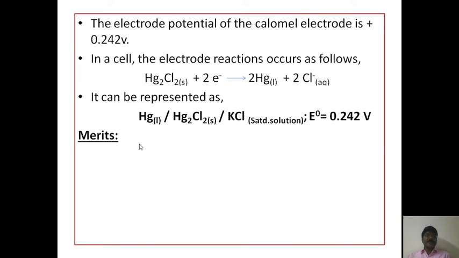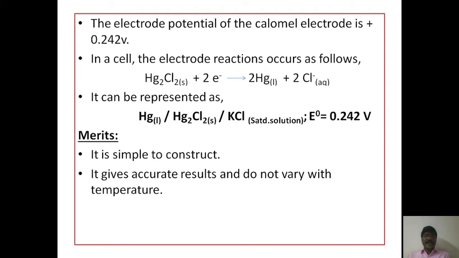Next, what are the merits of the calomel electrode? It is simple to construct, compared to standard hydrogen electrode. It gives accurate results and does not vary with temperature.